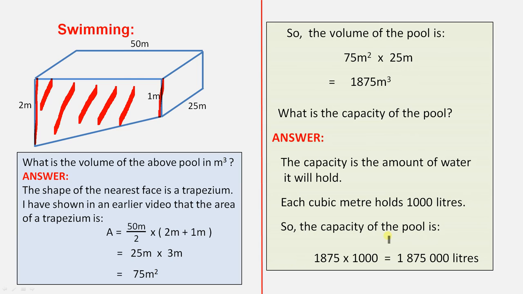So, the volume of the pool is 1,875 cubic metres times 1,000 gives us 1,875,000 litres of water. So that's the capacity of the pool.